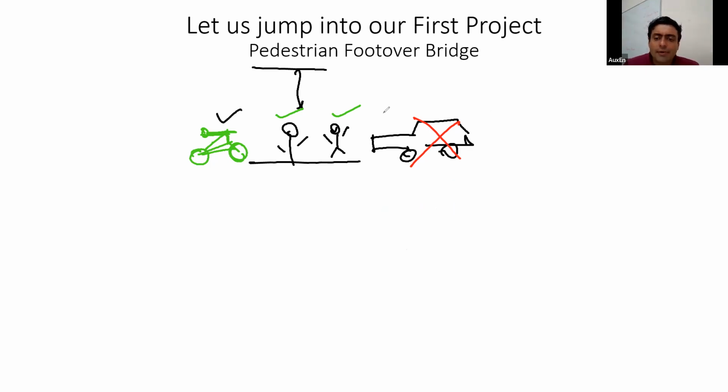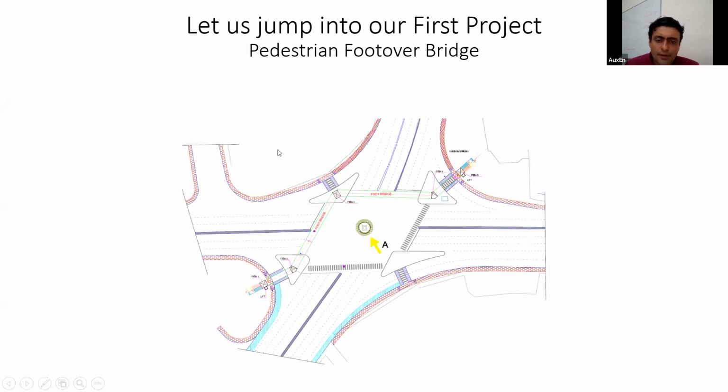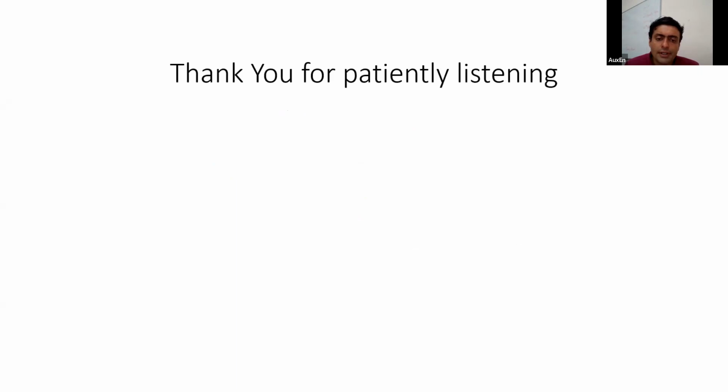So bicycles may be allowed and people are allowed, but no vehicular traffic is allowed. So that is called a pedestrian bridge. So this will be our first project, the pedestrian footover bridge. And this is the plan view, and this is the proposed elevation.